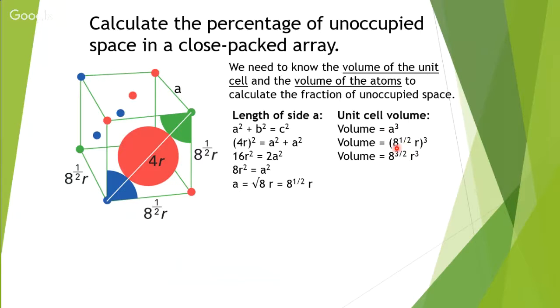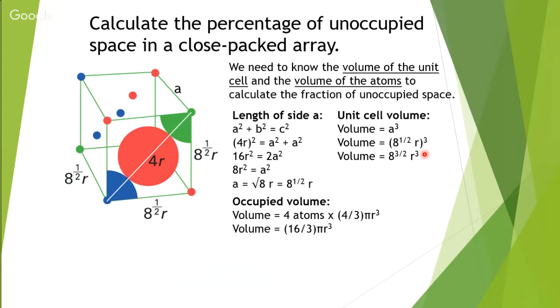So we just take the square root of 8 times the radius, and cube it. You can also write it in this other way. I've shown both here because you see both in various textbooks and various resources.